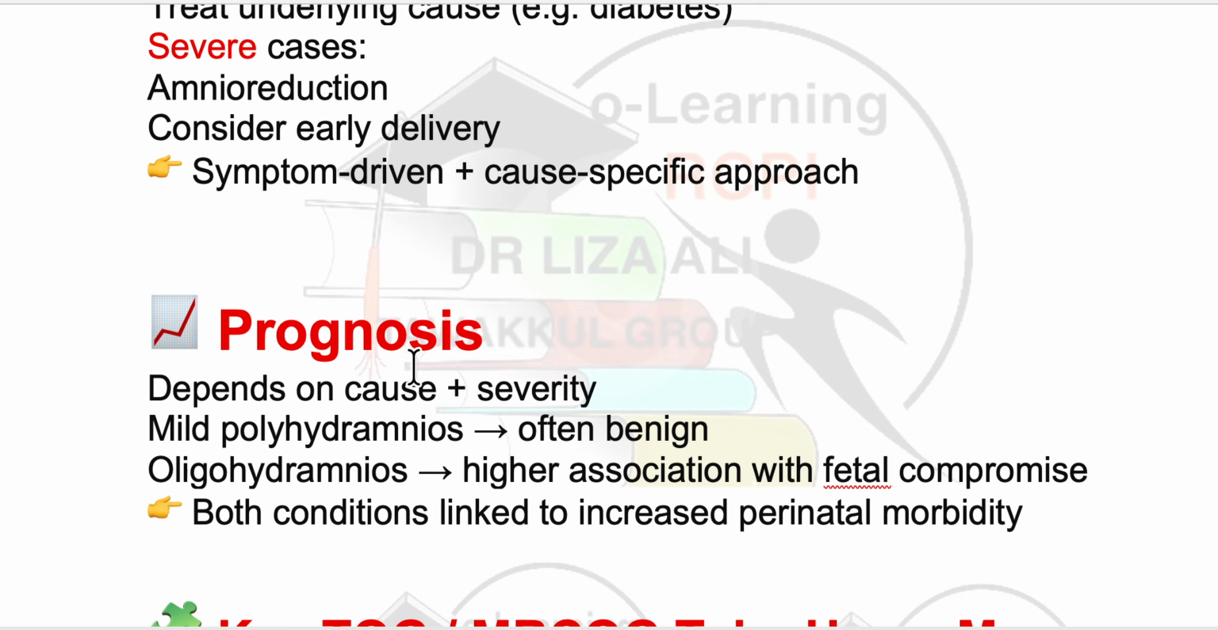Mild polyhydramnios is often a benign one, and the prognosis is good. But if we talk about oligohydramnios, there is a higher association with fetal compromise, because oligo mirrors how the baby is surviving, how the baby is moving, how the baby is swallowing the fluid, how the baby's body is working. So that's why oligo has the higher association with fetal compromise, and this is a very important MCQ. Both conditions are linked to increased perinatal morbidity.